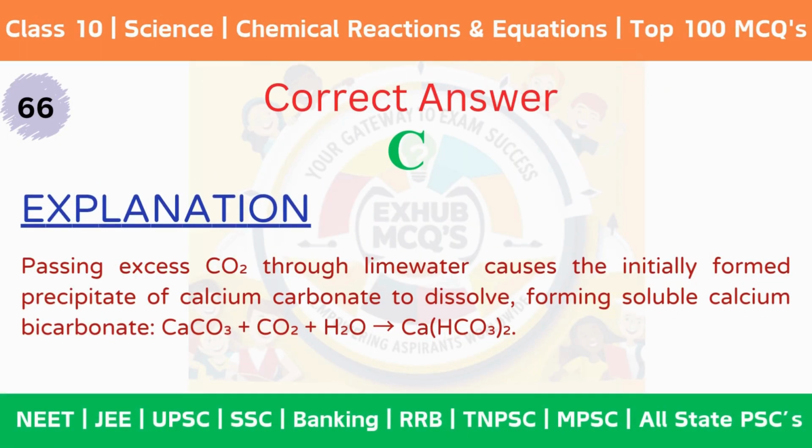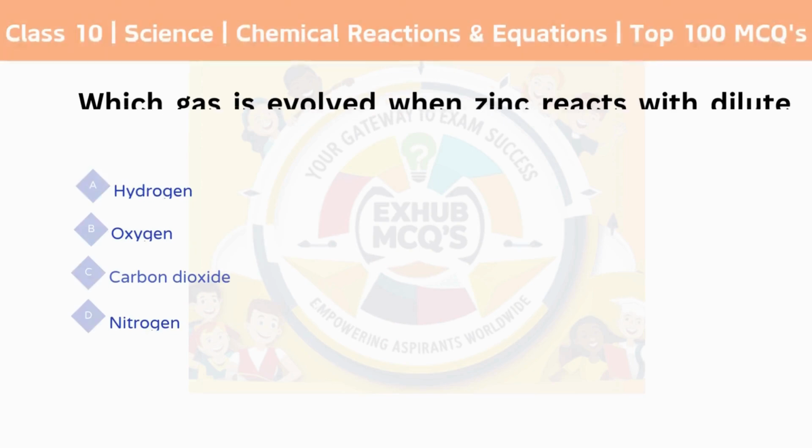The correct answer is option C, precipitate dissolves. Explanation: when excess carbon dioxide is passed through lime water, the initially formed calcium carbonate reacts further to form calcium bicarbonate, which dissolves in water.